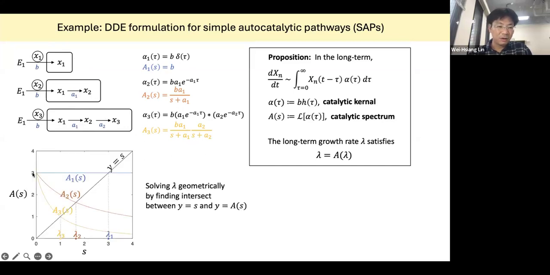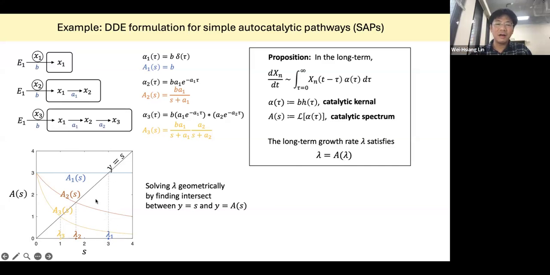And we can solve, I can plot this Laplace transform, what I call the catalytic spectrum. And because we have this equality, we can actually solve the lambda using a geometric method. Lambda is this diagonal line, and capital A of lambda is this decay of the Laplace transform. Their intersections will correspond to the lambda 1, 2, 3 of these 3 models.